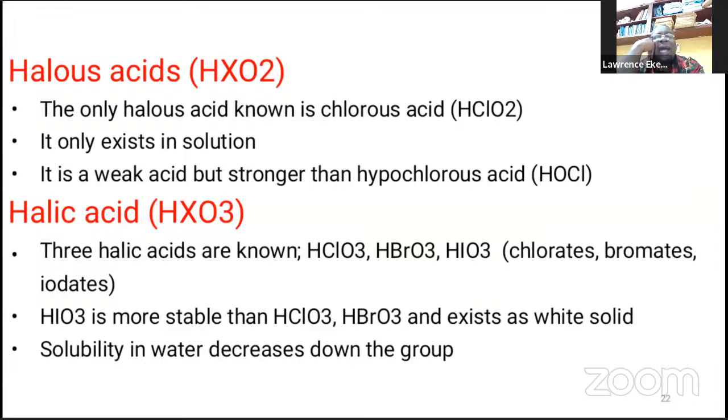There are three known halic acids, oxyacids of oxidation state +3: the chlorates, the bromates, and the iodates. These are the three known acids at oxidation state +3. The most stable among them is the iodates. The chlorates and bromates are less stable, and they exist in solid form as white solids. Their solubility in water decreases down the group.